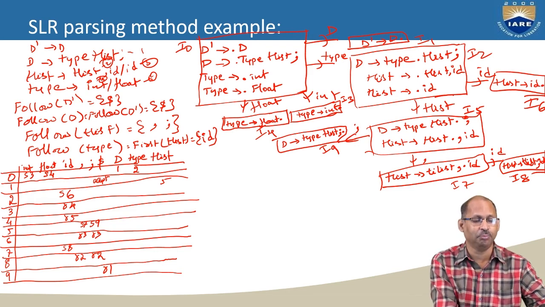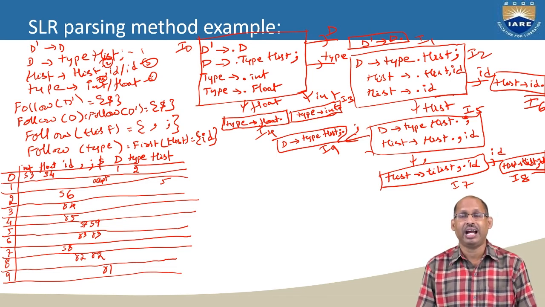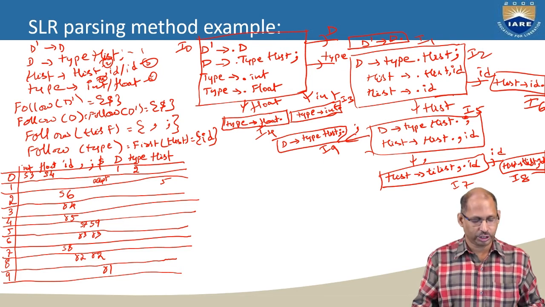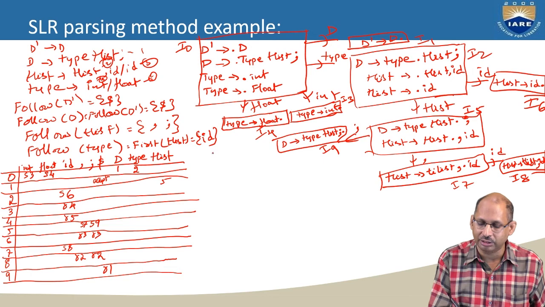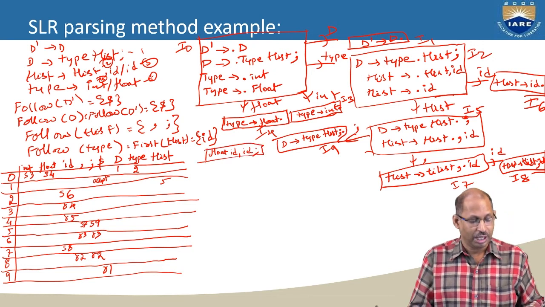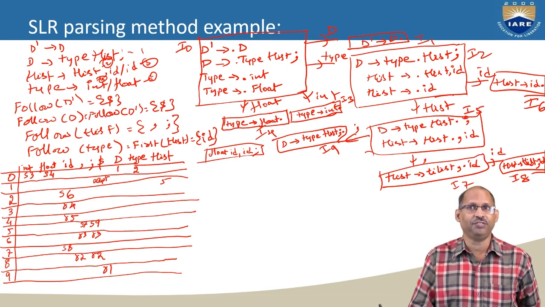Now we'll take some example input string and check the parsing of the input string. I'm taking the input as float id comma id semicolon. It is the input. I want to check whether this input is successfully parsed by our SLR parsing method or not.